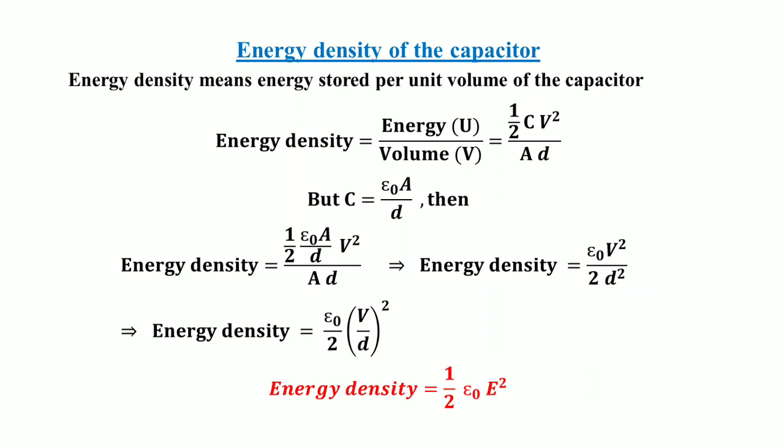Otherwise, you can write half epsilon 0 E square. How does that E square come? As we already learned, potential and electric field differ only by one factor of distance. Electric field is 1 by 4 pi epsilon 0 times charge by distance square, and potential is 1 by 4 pi epsilon 0 times charge by distance. So if you divide potential by distance, you get electric field. So the equation is half epsilon 0 E square.